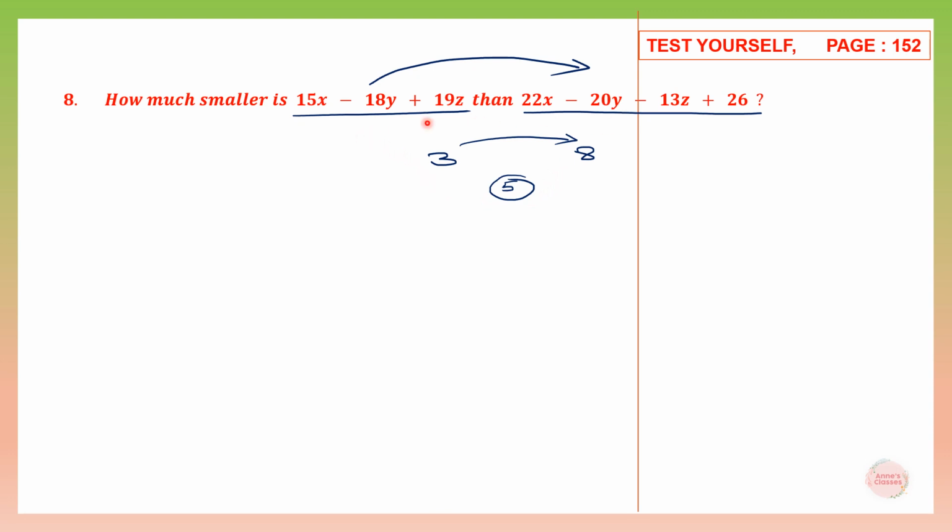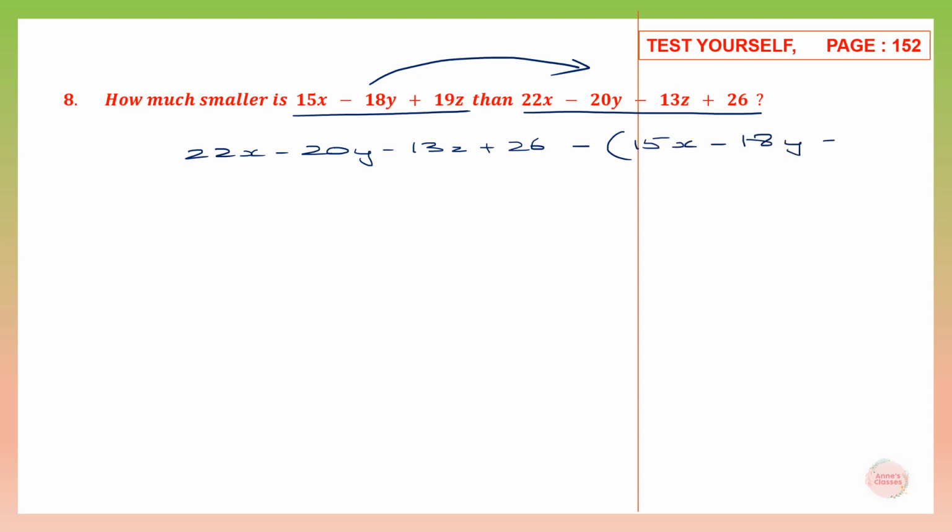So always when you are a little confused or you're not very sure, substitute with smaller numbers and then find out how to do it. So that means you put that number first. Here they're saying, by how much is this number smaller than that number? So write that number first. So 22x minus 20y minus 13z plus 26 minus this other number, that is 15x minus 18y plus 19z.